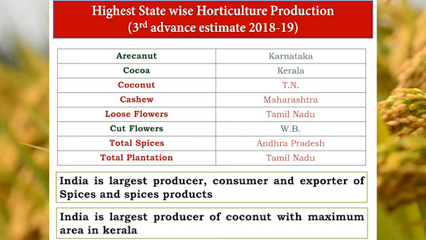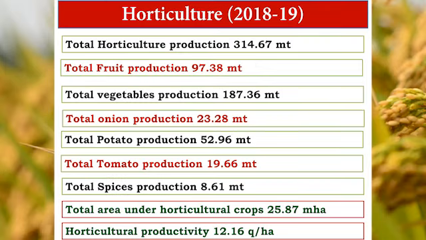Now coming to some very important data related to horticulture. The total horticultural production in our country in 2018-19 was 314.67 million tons, and total fruit production was 97.38 million tons. Total vegetable production was 187.36 million tons. Total onion production 23.28 million tons. Total potato production 52.96 million tons. Total tomato production 19.66 million tons.